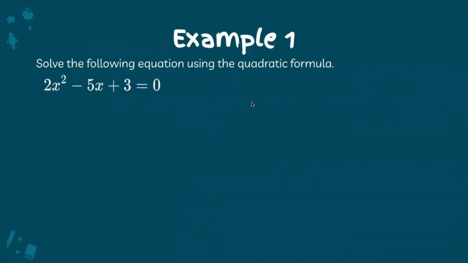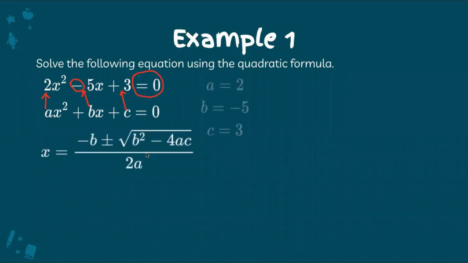Here we have the quadratic equation 2x squared minus 5x plus 3 equals 0. Again, make sure that your quadratic equation is equal to 0. In this case, it is, so we're good to go. Identify your a, b, and c values. Remember that the form is ax squared plus bx plus c. In this case, your a value would be positive 2. Your b value would be negative 5. Make sure you're looking at the signs that are in front of your values, and your c would be positive 3.